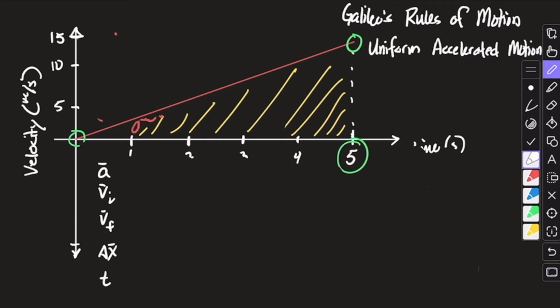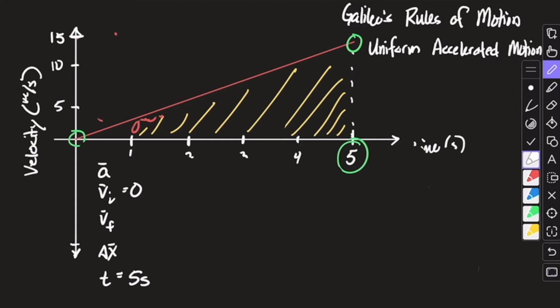They may not all be given, but in any problem, you should try and identify what has been given to you. For example, in this problem, we've been told that the time interval is 5 seconds. It's a piece of information that was given. I can read it right off the graph. We're told that the initial velocity is 0. Again, a piece of information that was given. I can read it right off the graph.